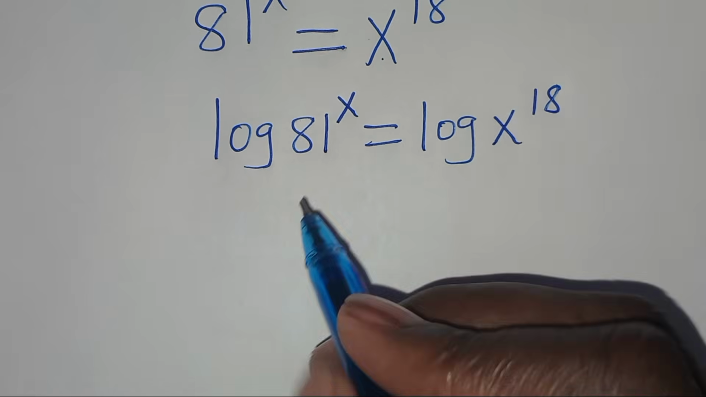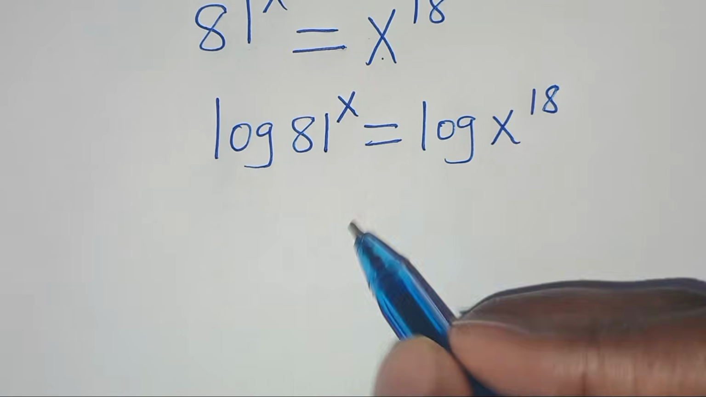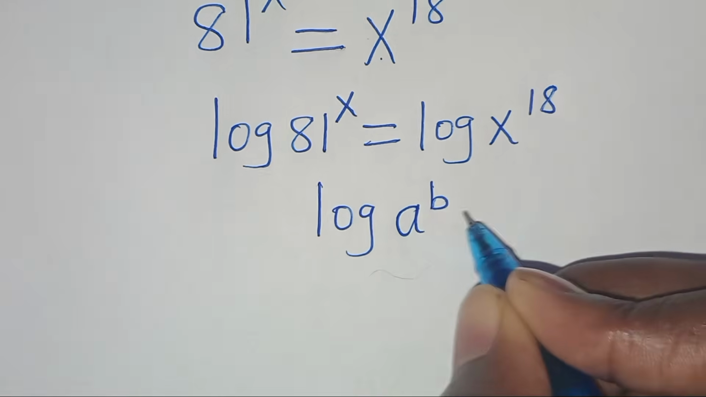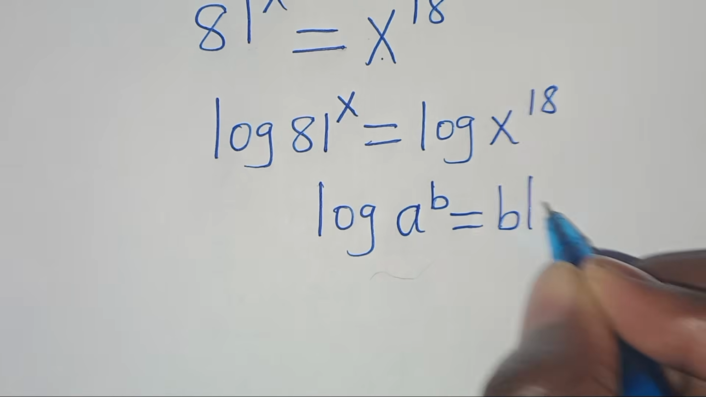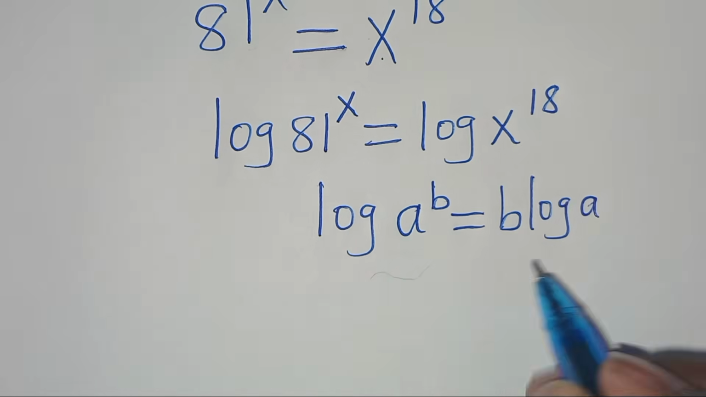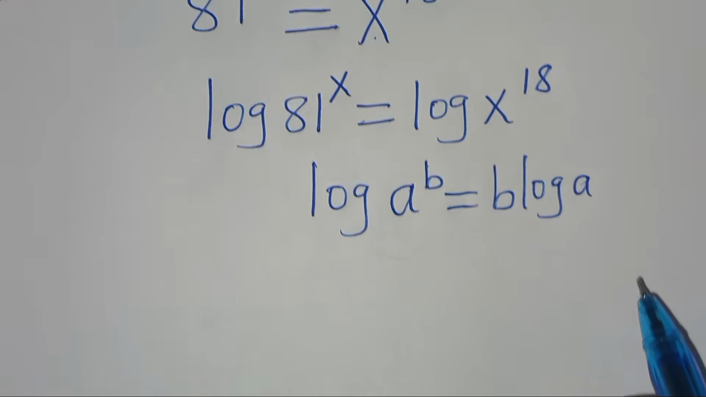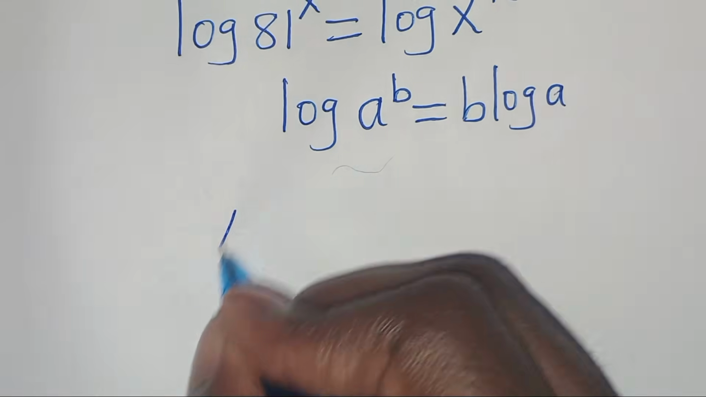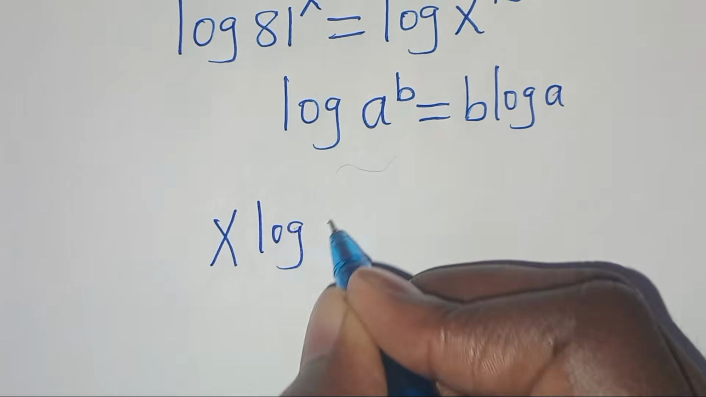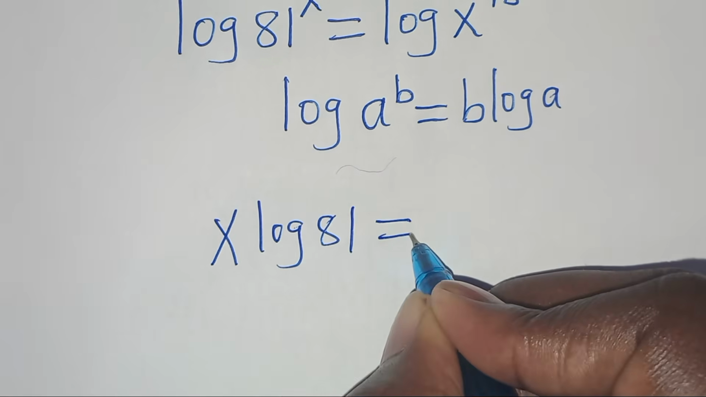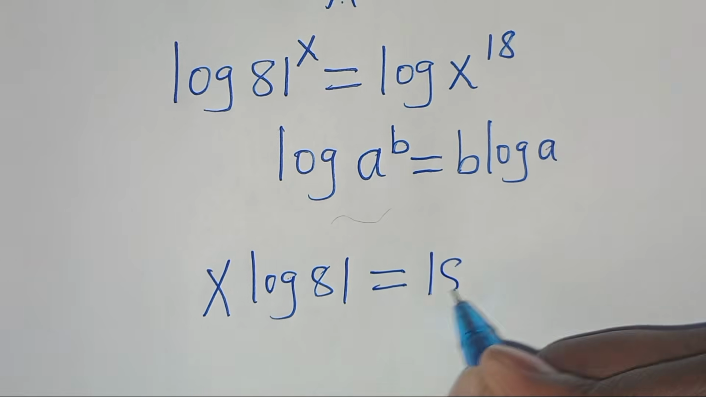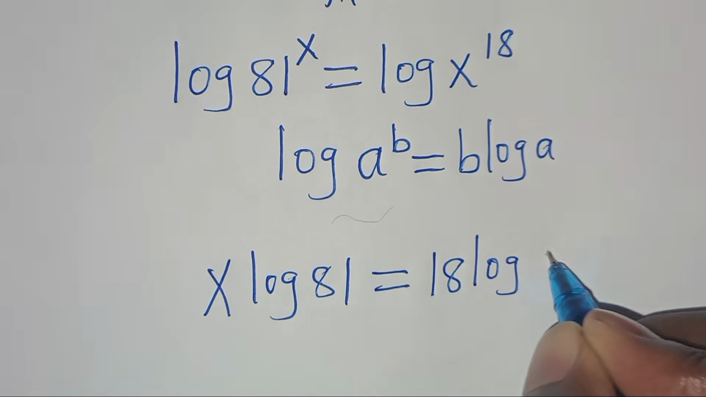The next step is that log 81 to the power of x is in the form of log a to the power of b, which can be expressed as b log a. Applying this power log property, log 81 to the power of x becomes x log 81. This is equal to log x to the power of 18, which is 18 log x.